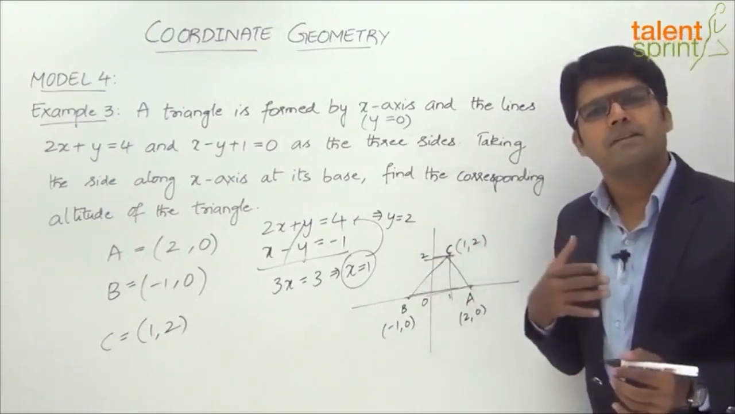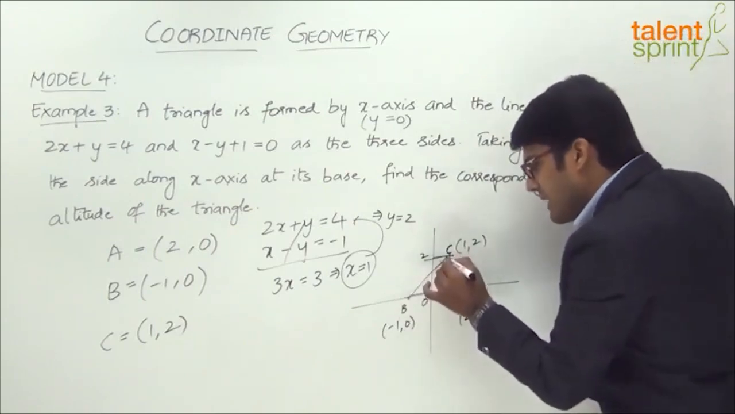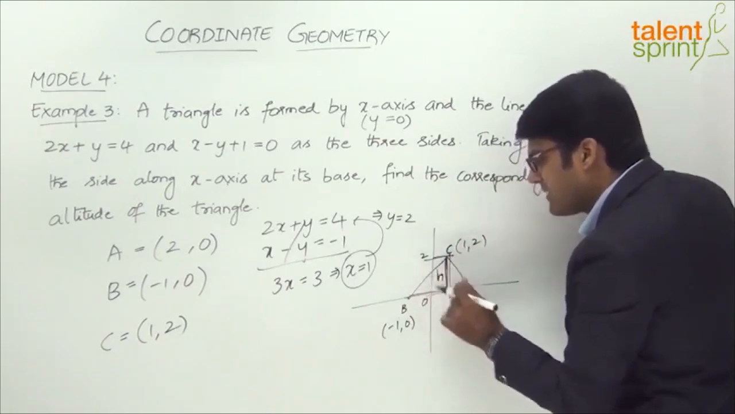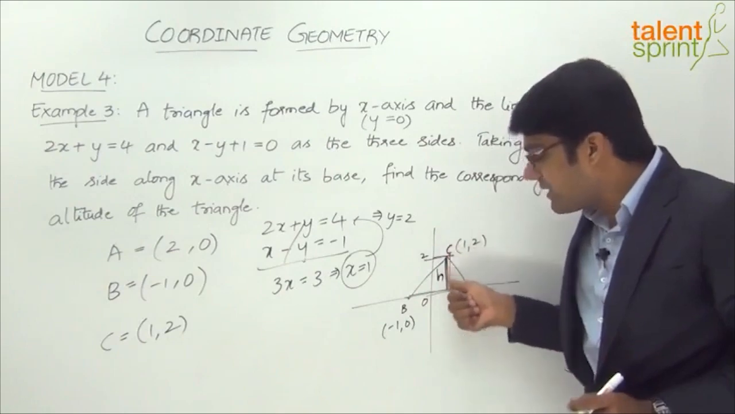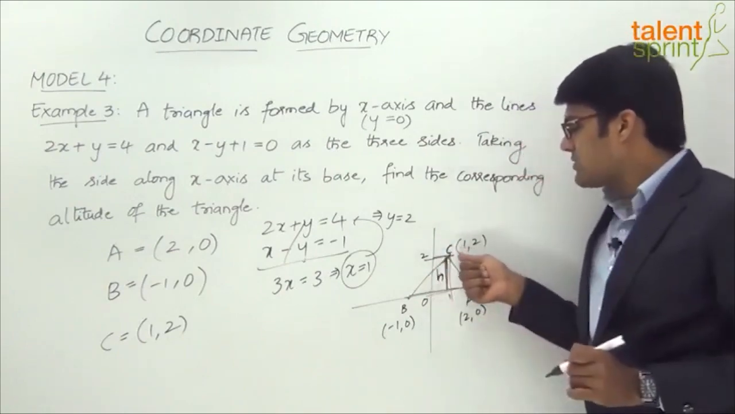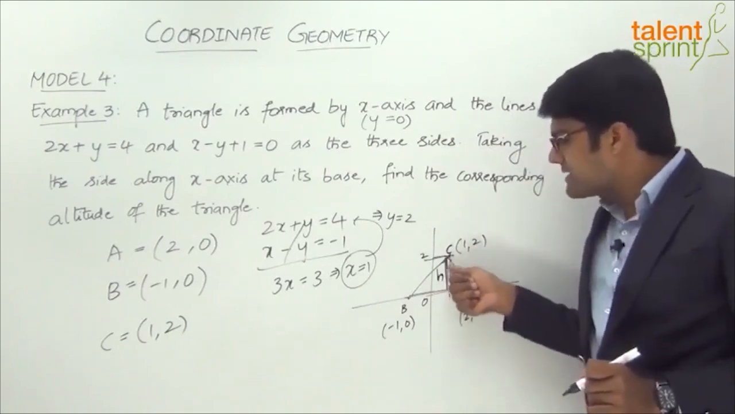Altitude is nothing but the height of the triangle. Now if this is the base, what is height of the triangle? This is going to be the height of the triangle, right? This height h is nothing but the vertical distance of point C, right? This is nothing but point C which has got the coordinates 1, 2. Height of the triangle is the vertical distance of point C.